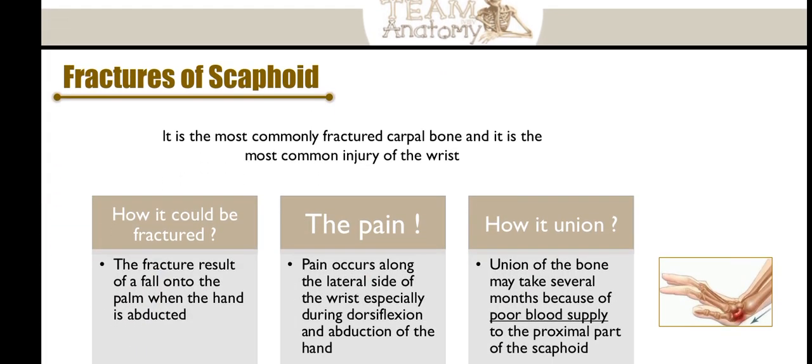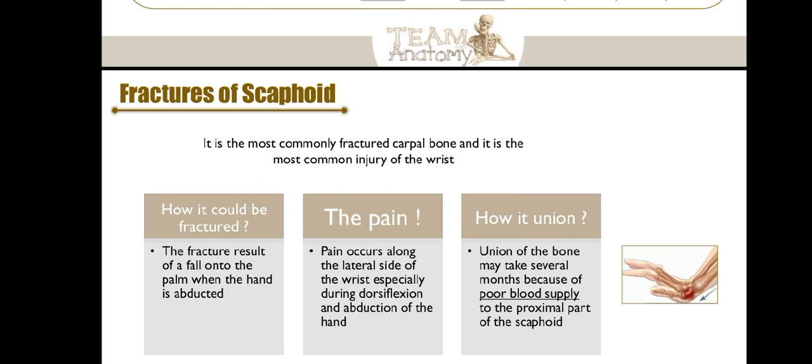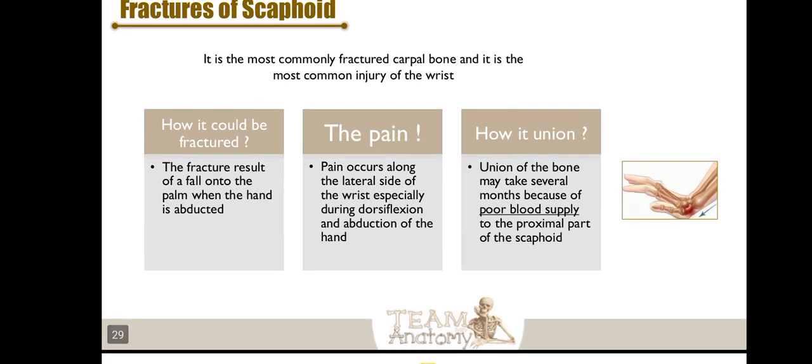Fractures of the scaphoid, right? Among these carpal bones, which one easily gets fractured, all right? The most commonly fractured one is the scaphoid. It is the most commonly fractured carpal bone. It is the most common injury of the wrist.